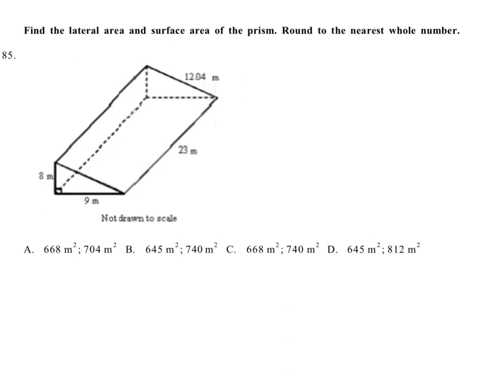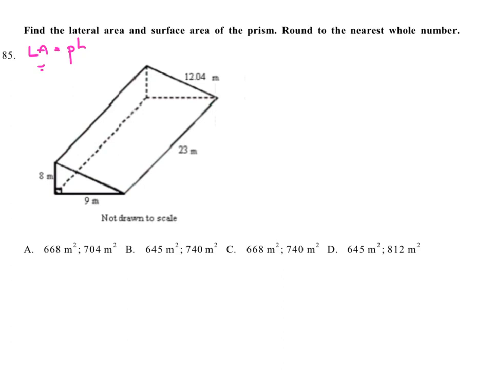We need to find the lateral area and the surface area. So let's start with the lateral area, which, if you remember the formula, I'll write up here on the left. The lateral area is equal to the perimeter of the base times the height. What is the perimeter?